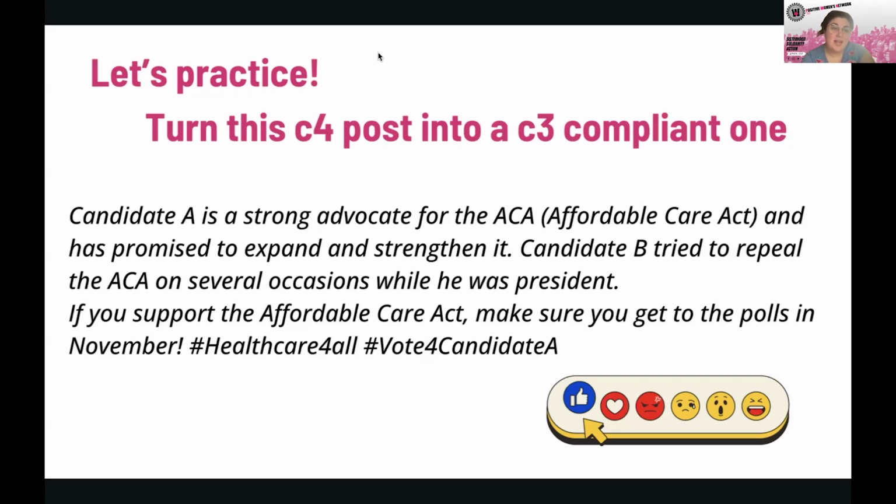All right, so candidate A is a strong advocate for the ACA, the Affordable Care Act, and has promised to expand and strengthen it. Candidate B tried to repeal the ACA on several occasions while he was president. If you support the Affordable Care Act, make sure you get to the polls in November. Healthcare for all, hashtag healthcare for all, hashtag vote for candidate A. So what parts of this are we still allowed to say and which parts are we not?